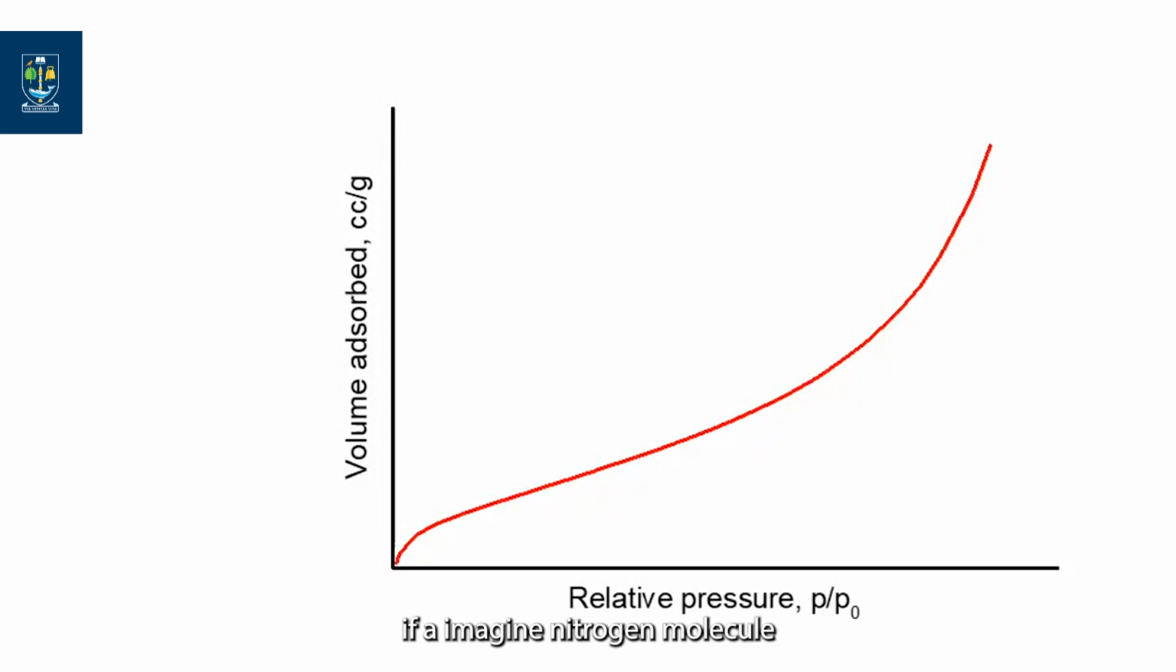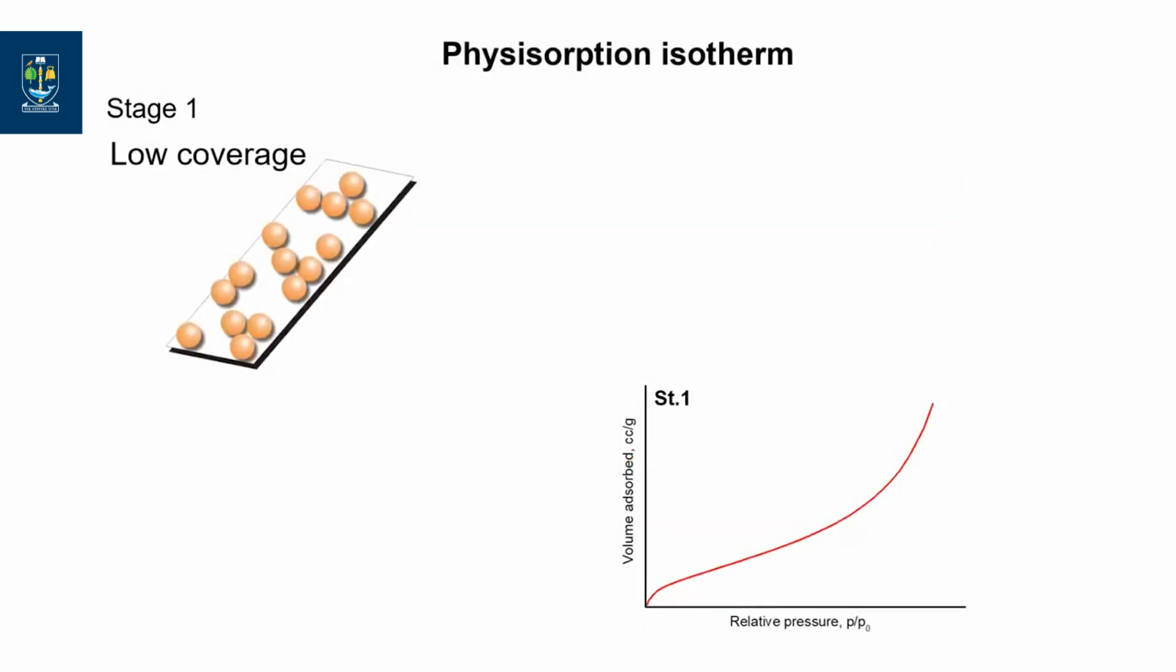Now, if we imagine a nitrogen molecule as a perfect sphere, we can explain the distinctive shape that Emmett and Brunauer observed. We start with a clean surface. Now, the imaginary nitrogen molecules that are shown as yellow spheres are starting to adsorb on the surface. At the initial stage, the sample is only partially covered by a few molecules, and it is very easy to adsorb them. Therefore, the amount of gas adsorbed grows rapidly.